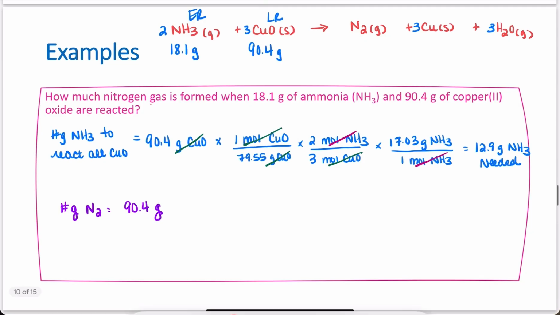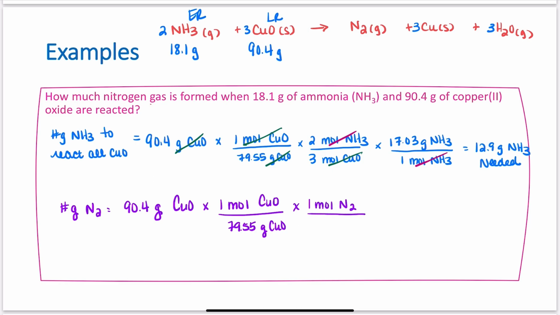So 90.4 grams copper 2 oxide, 1 mole of copper 2 oxide is 79.55 grams. I look at my balanced reaction and I see that 1 mole of nitrogen gas is being produced for every 3 moles of copper 2 oxide consumed.